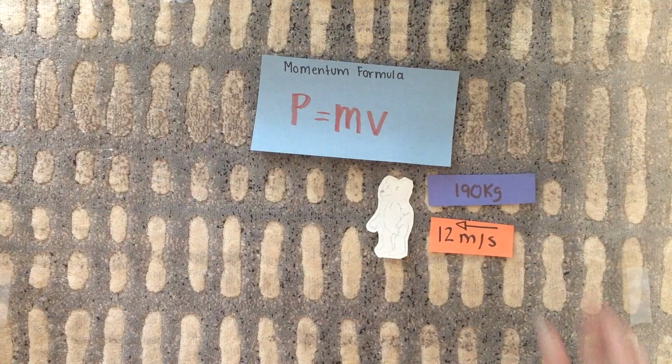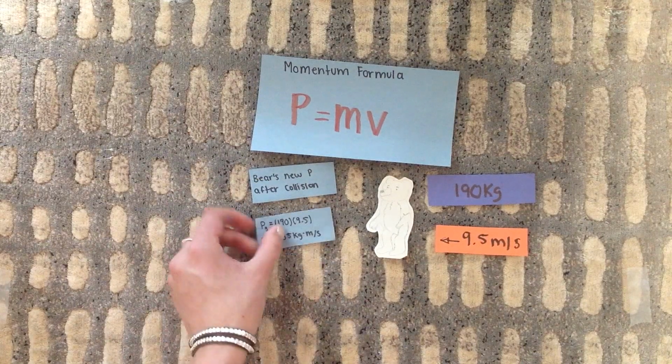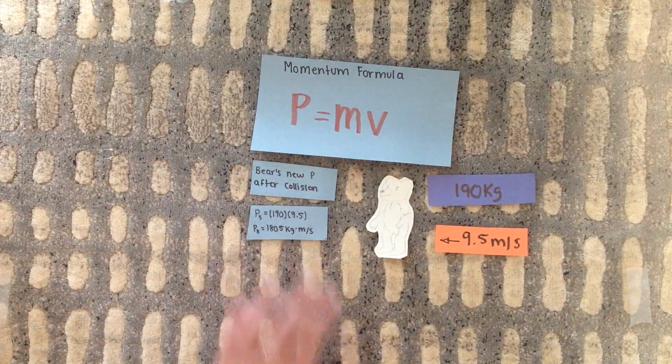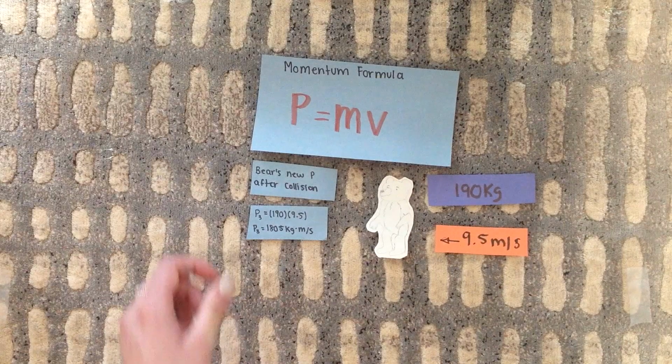We also know that after the collision, the bear is moving at 9.5 meters per second. So we can find his new momentum after the collision. Keeping the formula in mind, we'll multiply 190 times 9.5 to get his new P after the collision of 1,805 kg meters per second. We'll label it with the subscript 3 as it's our third momentum found.